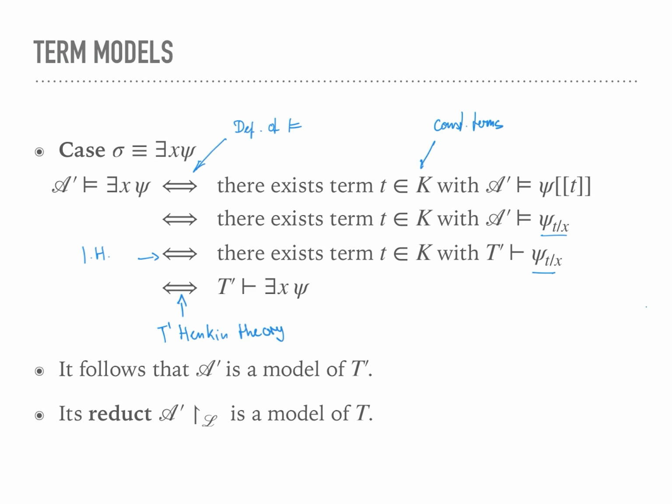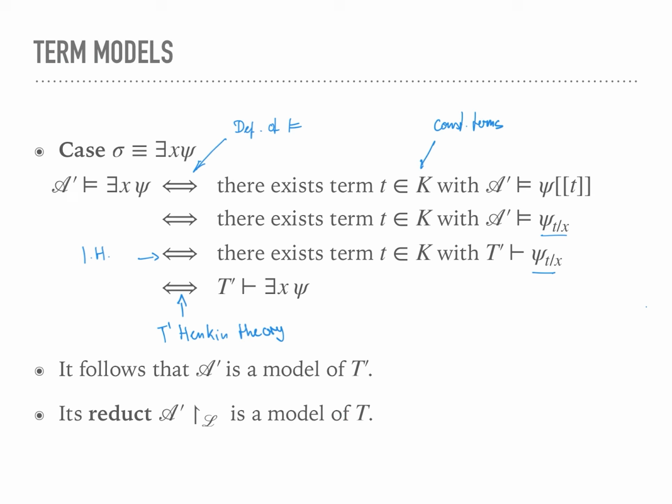We're not quite done yet because we need not a model of T prime, but we need a model of T. But to get that, we simply take the reduct. So we restrict the canonical term structure A prime simply to all the symbols that were in the original language L. And that will give us a model of T.